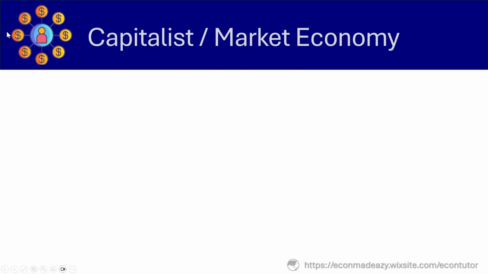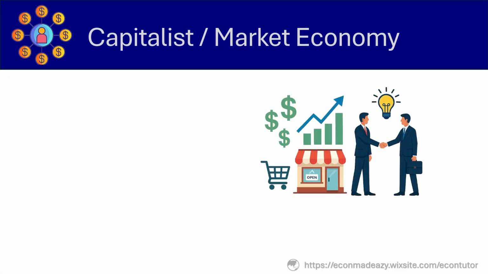Let's start with capitalism, also known as a market economy. In this system, decisions are made by private individuals and businesses. The government has a limited role, and instead it's the forces of supply and demand that determine prices and guide production choices. Let's discuss a few key features of capitalism. Private ownership. Individuals and companies own land, factories, and other resources, not the government.